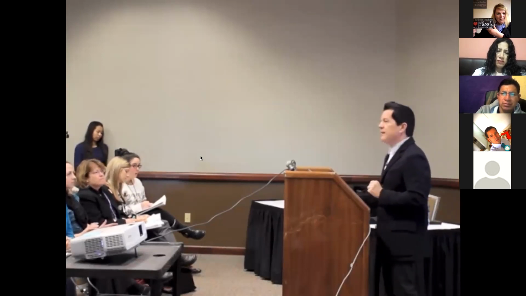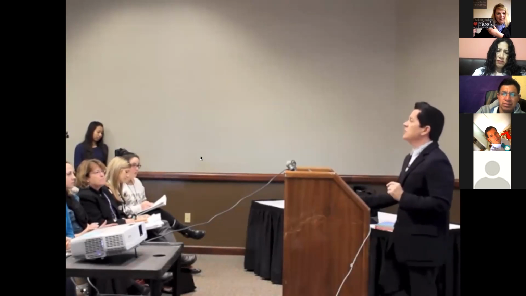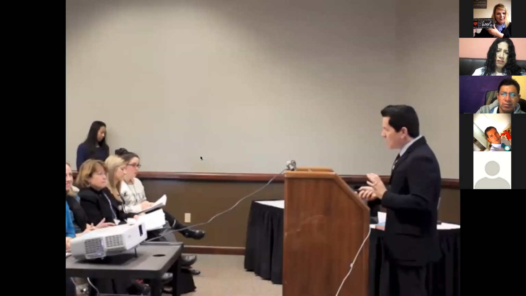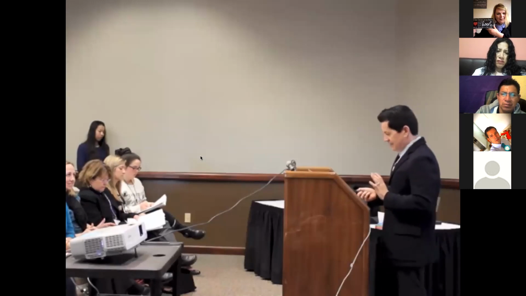And negotiation means sometimes communication is not successful. What is being expressed is not necessarily what's being interpreted by the other person. So there has to be clarification, confirmation, and co-construction of the discourse. That just means that both of them work together to make sure that they understand what they're saying. Okay. Now, how is communication context dependent?